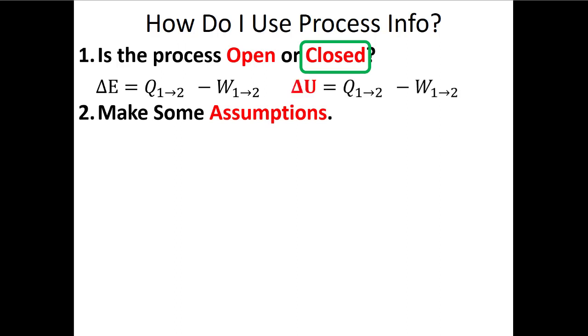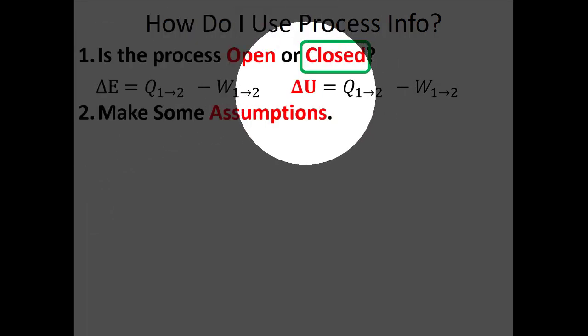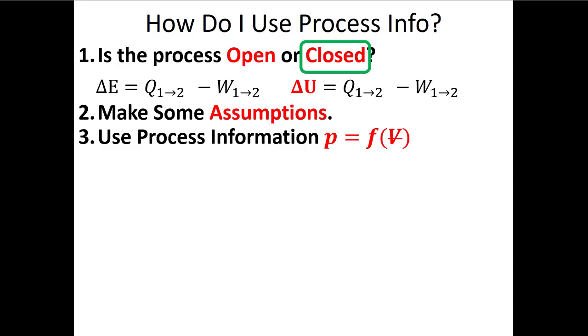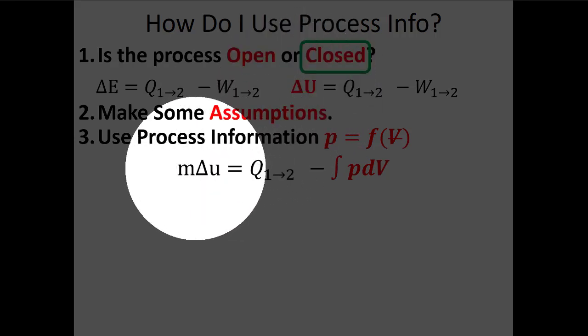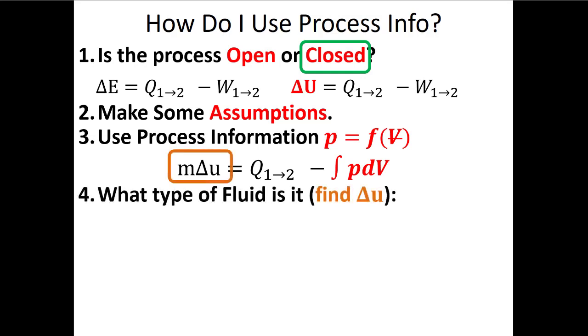And those assumptions at least will get you from delta E to delta U, right? So you have to remember what those assumptions are. Use some process information, so try to get pressure as a function of volume, then integrate to find work. So here, you could look at this, right? Your delta U became M times delta little u, Q, and work became the integral of PdV.